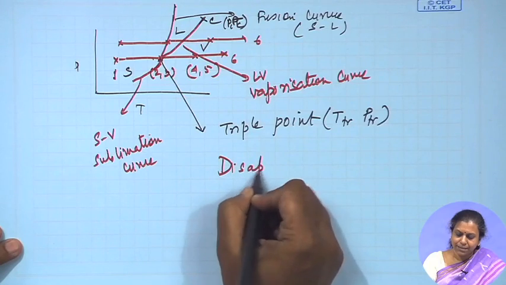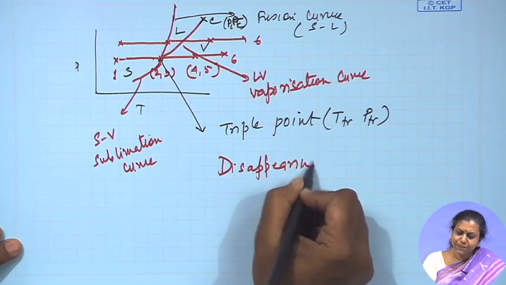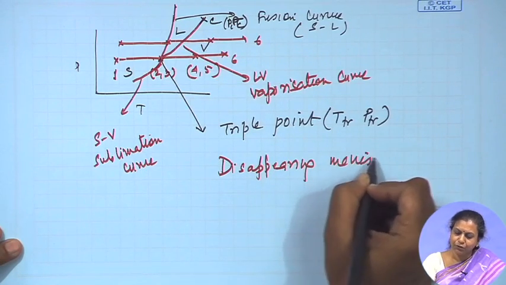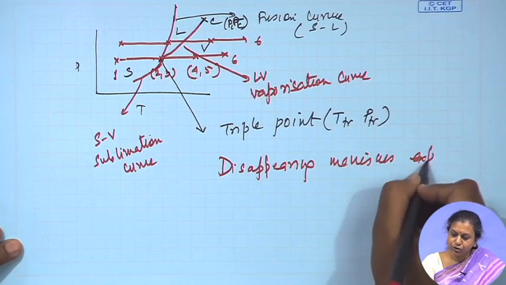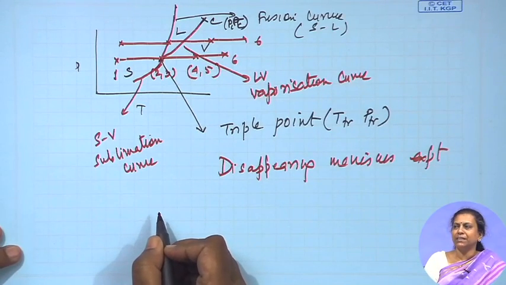In order to determine this, there is a very popular experiment which I will mention in brief, known as the disappearing meniscus experiment. This is a very common experiment which you perform in the chemistry laboratory. Usually, this is performed with SF6, since its critical point is near about 45.5 degrees centigrade. So, it is easy to perform the experiment.